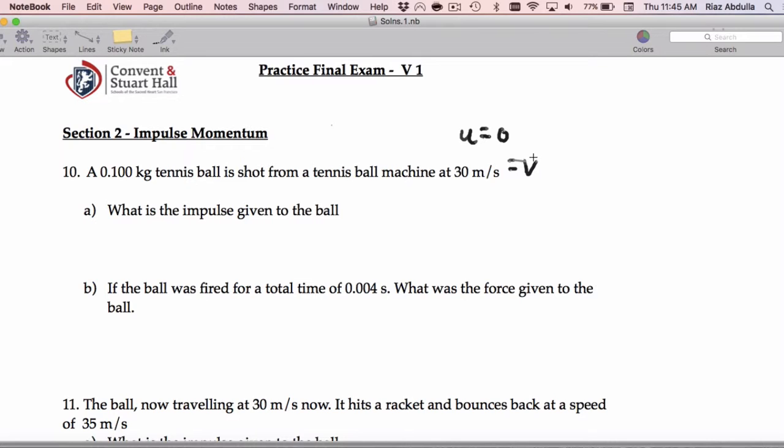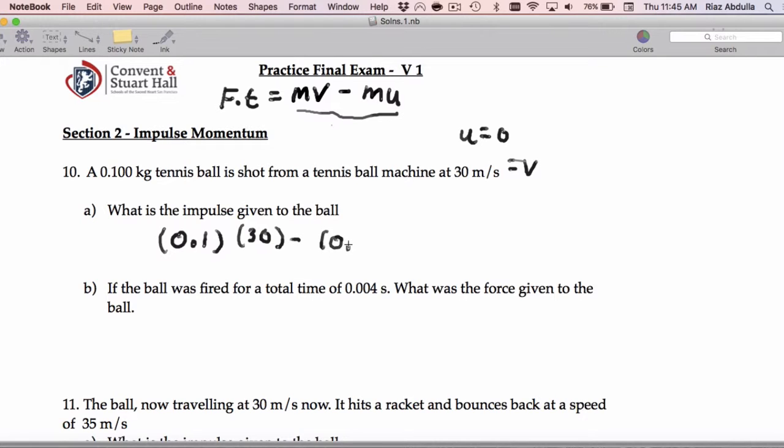Now, one thing we want to note is when they ask us for the impulse, the temptation is to look for a force and a time. But the impulse momentum theorem tells us that F times t equals mv minus mu. So we're going to actually use the change in momentum to get the impulse. So that's going to be 0.1 times 30 minus 0.1 times 0. And when we calculate this, that's going to end up being 3 Newton seconds as our impulse.